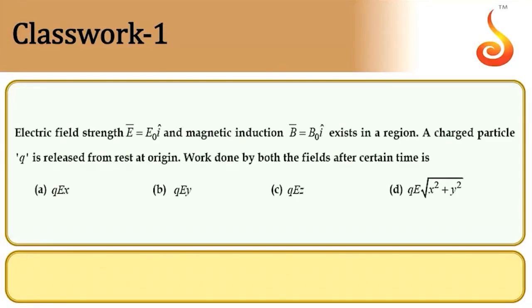Example 1. Electric field strength is E naught i and the magnetic field is B naught i and they exist in a region. A charged particle Q is released from rest at the origin. The work done by both the fields after a certain time is. Okay. Well, you know that a magnetic field does no work. So, the work done by the magnetic field is equal to 0.